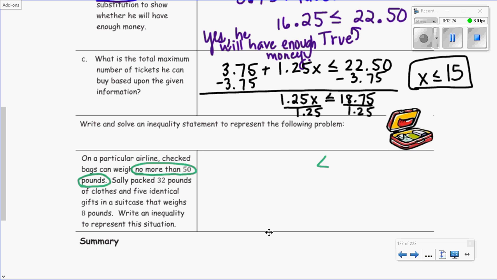Now, can you be 50 pounds? No more than 50 pounds. Well, yeah, 50 pounds isn't more than 50 pounds. So it can be 50 pounds. So we're going to say less than or equal to.